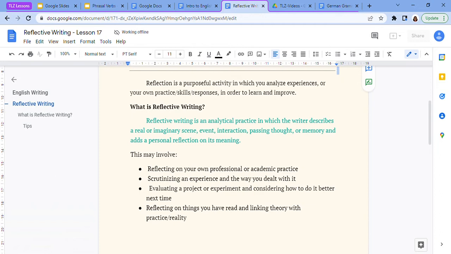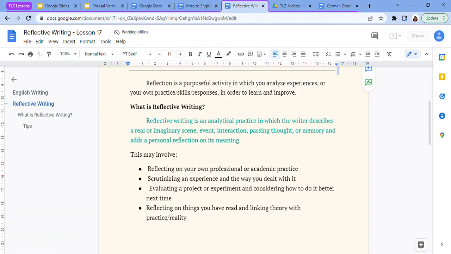Now, you could scrutinize an experience and the way you dealt with it, evaluate a project or experiment, and consider how to do it better next time. And you could also reflect on themes that you've read and link theory with practice or reality.